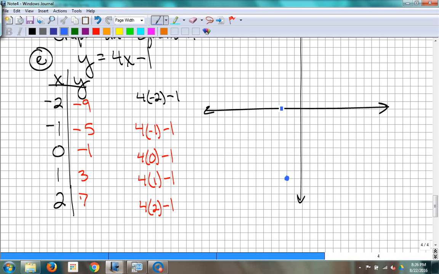And then I'm going to negative 1, negative 5. I'm going to 0 and negative 1. 1 and 3. 2 and 7. 2, 4, 6, 7. We notice those points all kind of line up, right? Make a straight line. I'm going to draw a straight line through that.